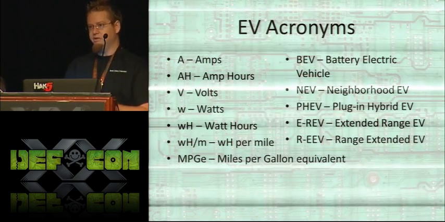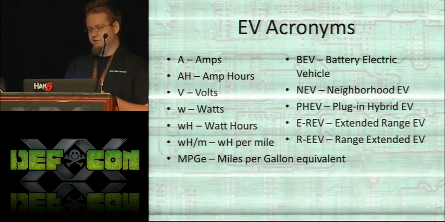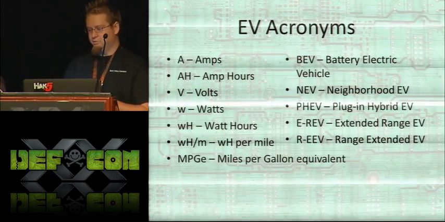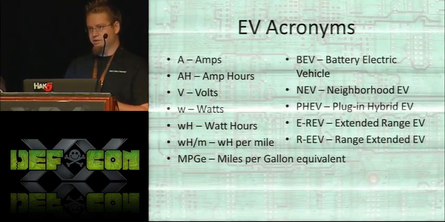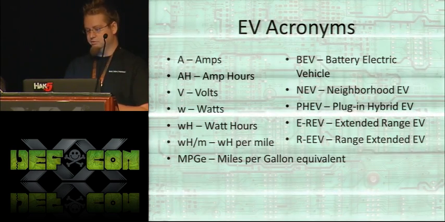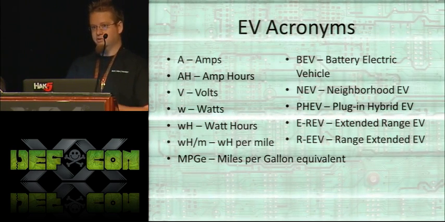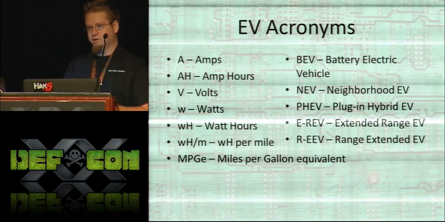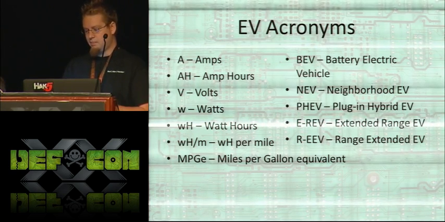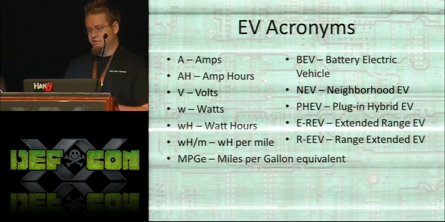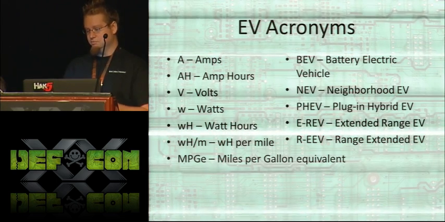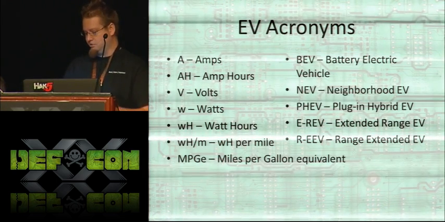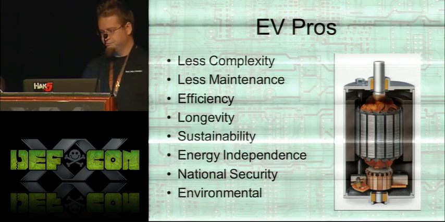A BEV, battery electric vehicle, usually we just call it an EV. NEV, neighborhood EV, those are short range vehicles or low speed vehicles. And there's plug-in hybrids, that means it runs on gas, but you can also plug it in so you don't have to use gas. Then extended range EV and range extended EV are just weird things that GM made up because they didn't want to call it a hybrid.